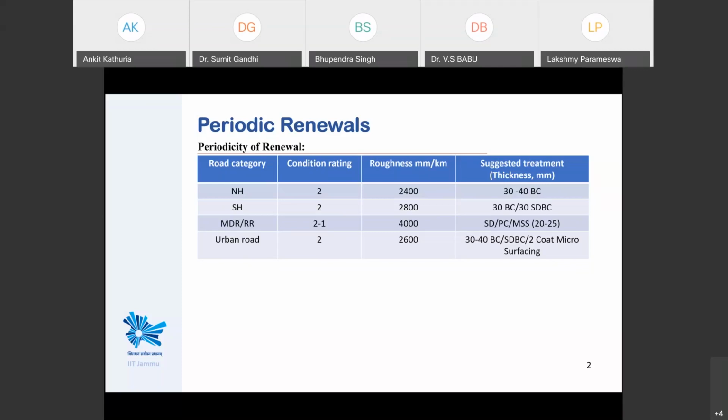In case of urban roads, when the condition rating is 2 and the roughness in mm per kilometer is 2600, 30 to 40 mm of either bituminous concrete or semi-dense bituminous concrete, or 2 coats of micro surfacing, are suggested. So this is all about the periodic renewal. And let's see what we have further.